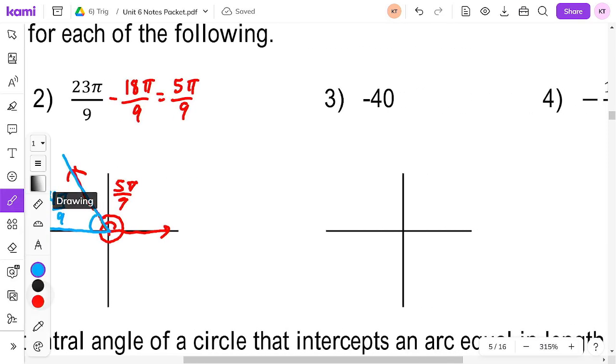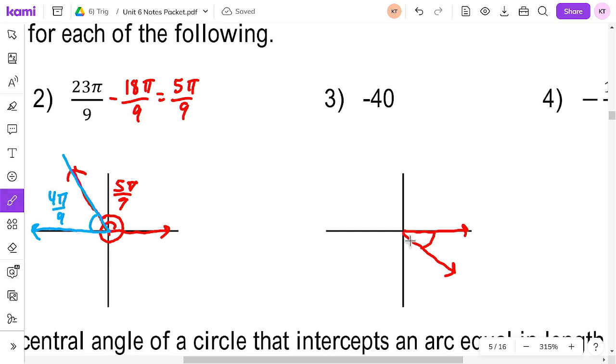Continuing on here, we have a negative 40 degrees. So negative 40, I'm going to go clockwise, down 40 degrees. I can notice that my terminal side will still be my terminal side, and the closest x-axis is the original x-axis we had. So this will end up being 40 degrees. But again, because reference angles are always positive, our reference angle will be a positive 40 degrees.